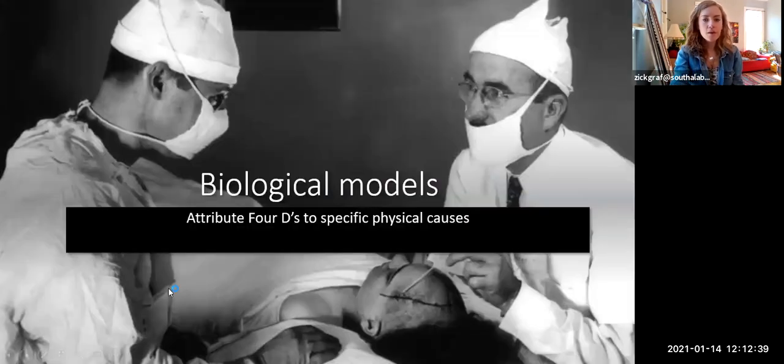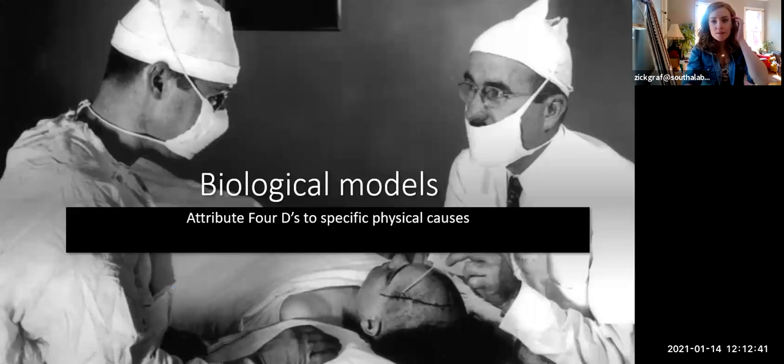Okay, so the next historical tradition we're going to talk about is the biological model of mental illness, which broadly is any model that attributes the 4Ds, and again, the 5th D is duration, but dysfunction, danger, deviance, and distress, to physical causes in the body or in the brain.